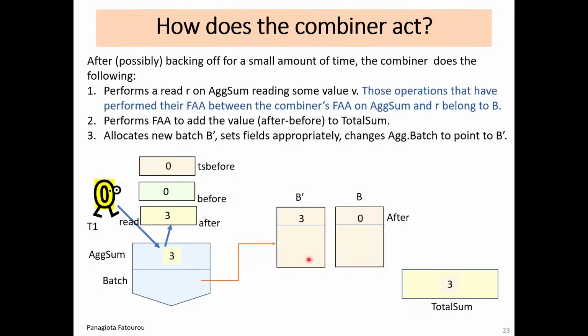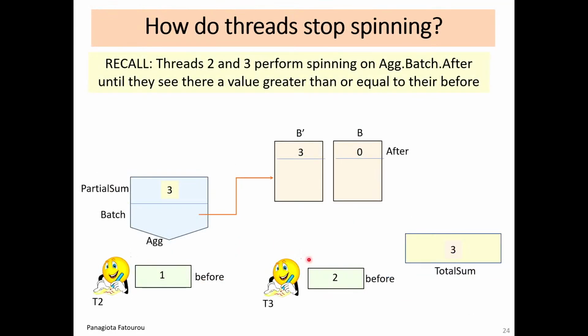Now, okay, this is what the combiner is going to do. And now, how do threads understand that they should stop spinning? Remember that these 2 threads spin by reading the batch and then the after field. Now when they read this after field, they are going to be directed to B prime and not to B. They are going to see that there is a 3 there, and this 1 and 2 are now smaller than these 3, and therefore they will say, okay, I have to stop, and they are going to stop. Okay?